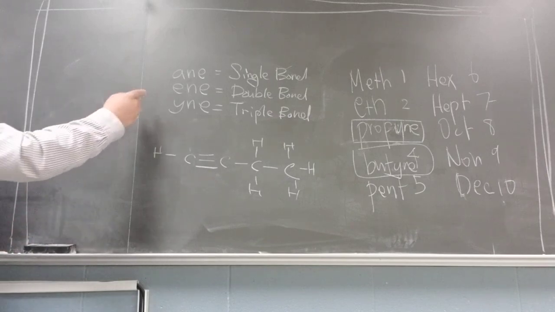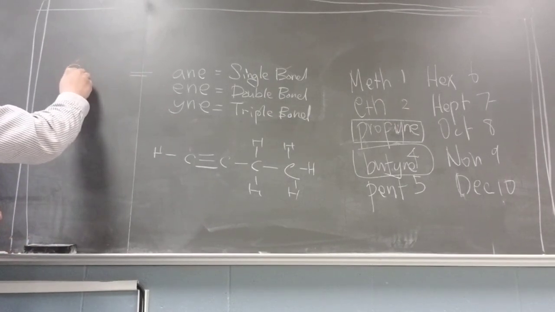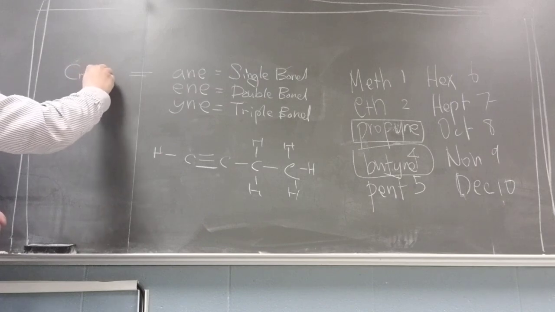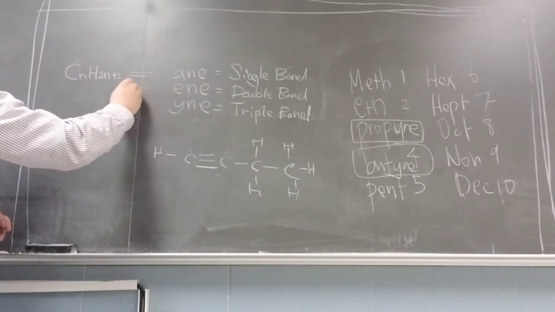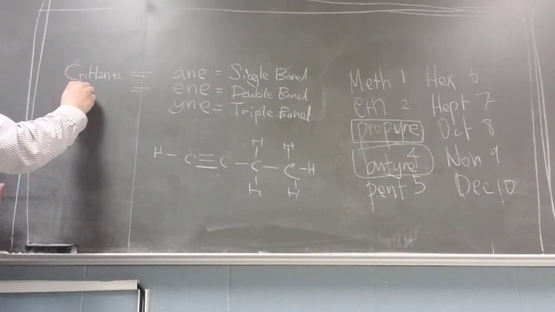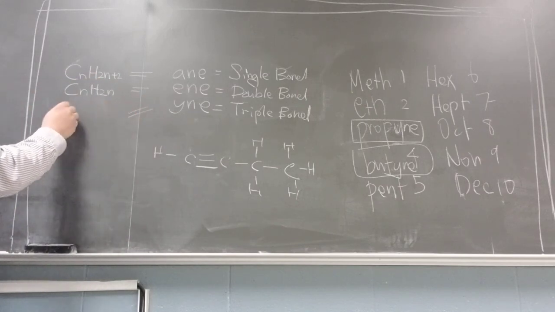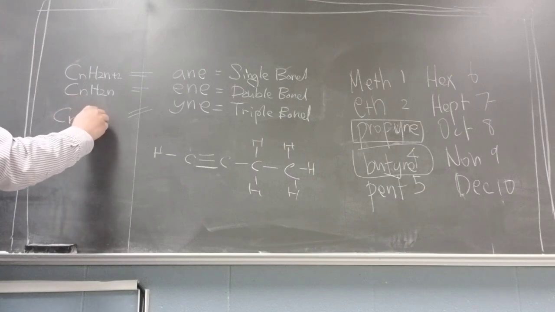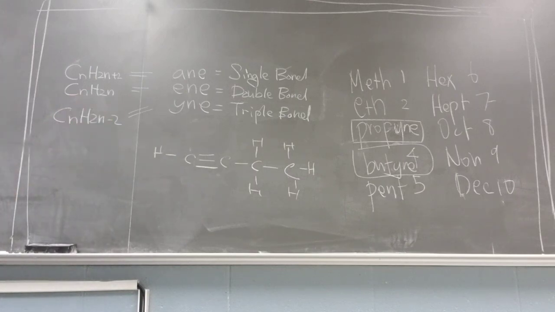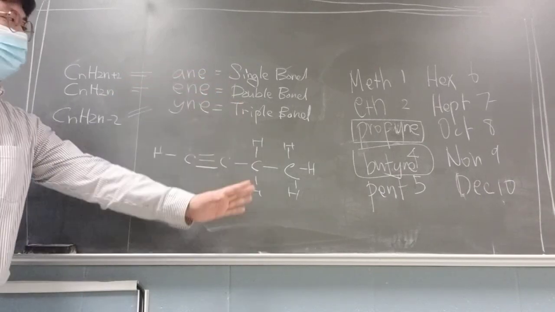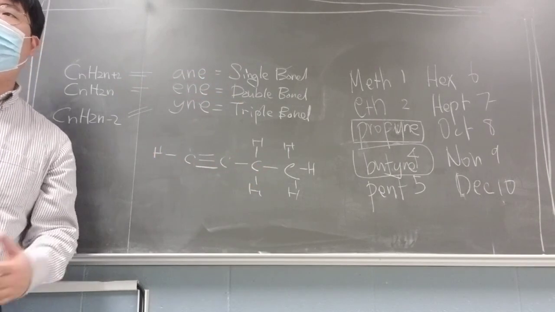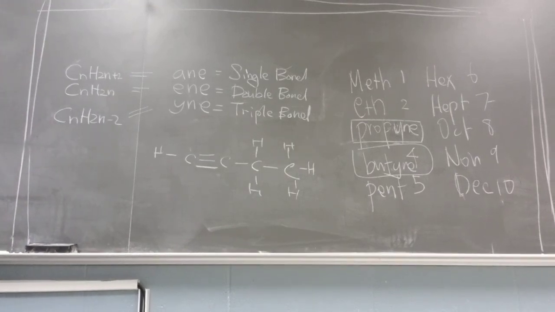So if it's all single bond, you can have CnH2n+2. If there's one double bond, CnH2n. If there's one triple bond, you can say CnH2n-2. I think this is easier for you to remember, so you can just count the hydrogen and carbon so easily. But you can also remember those, and you eventually know how many hydrogen and carbon anyway. So either way, it's fine.